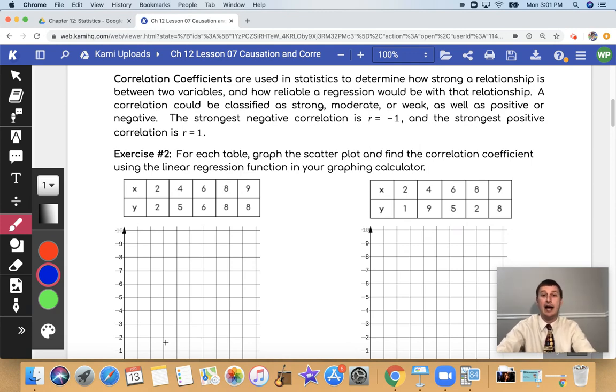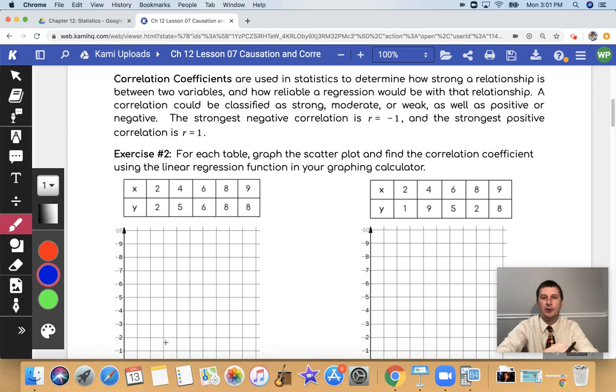If we take a look at the top of this screen where it says, correlation coefficients are used in statistics to determine how strong a relationship is between two variables and how reliable a regression would be with that relationship. A correlation could be classified as strong, moderate, or weak, as well as positive or negative. The strongest negative correlation is R equals -1, and the strongest positive correlation is R equals 1.